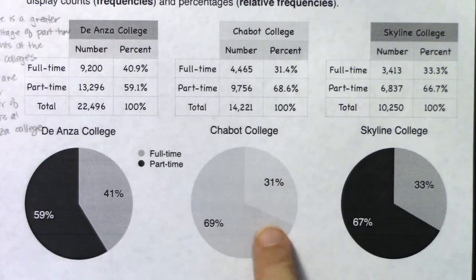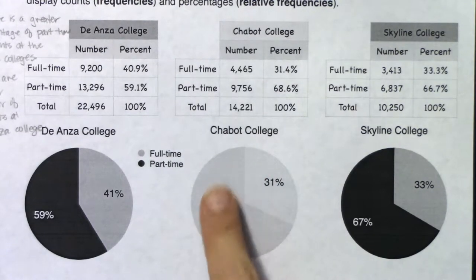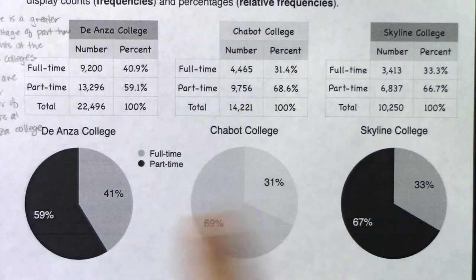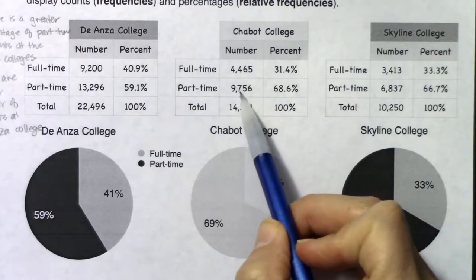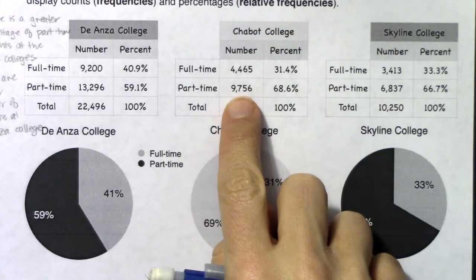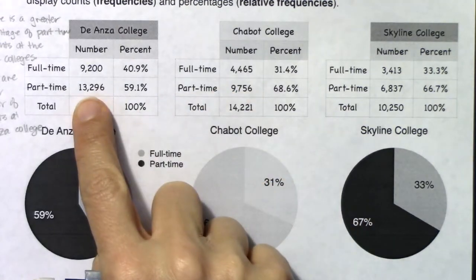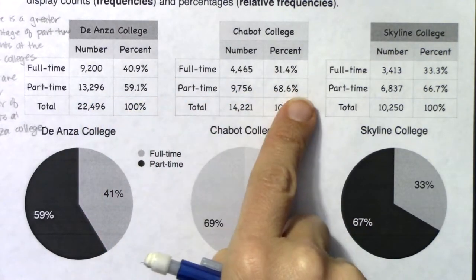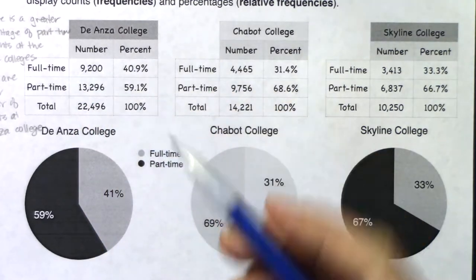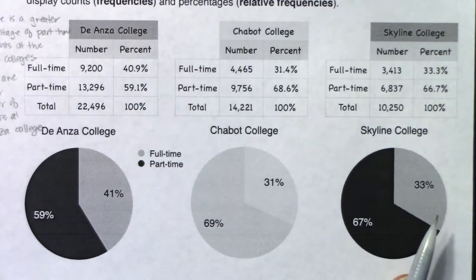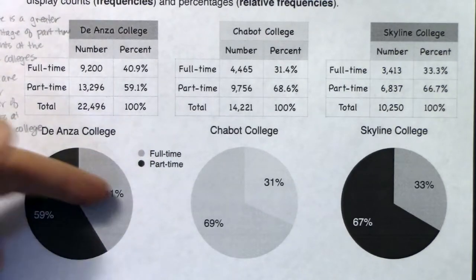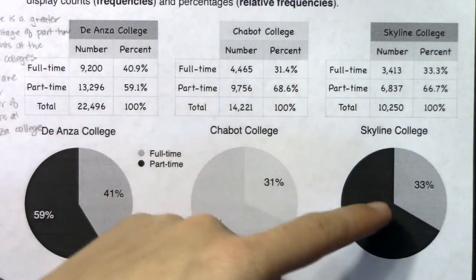And you can see over here at Chabot, we have the largest relative frequency of part-timers, right? We have 69% as compared to 67.59%. Even though our part-time number, if we look at our frequency, is actually less than De Anza, our relative frequency is higher. And again, that goes back to De Anza having so many students going to that school. That's a reason that you want to look at relative frequencies as compared to frequencies.